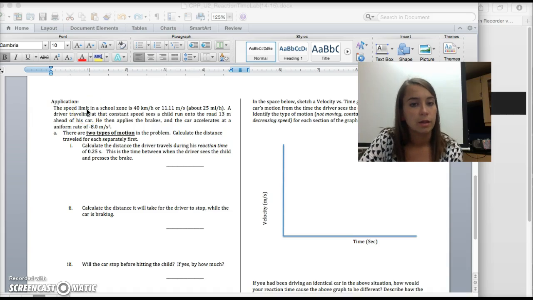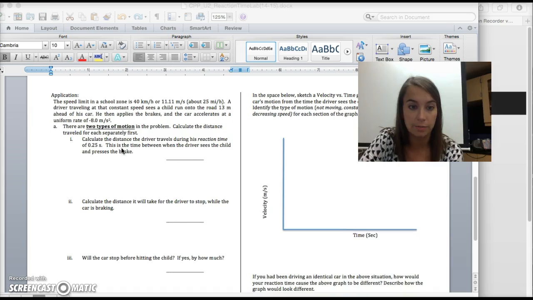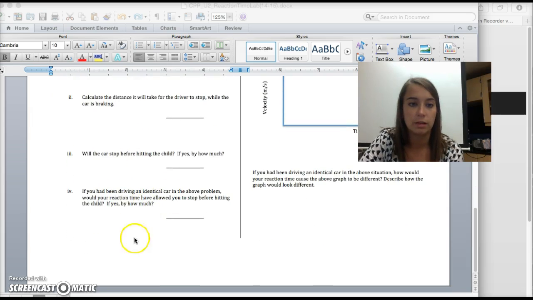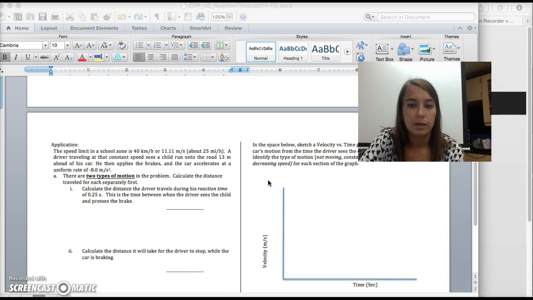This first one, a driver is traveling at a constant speed and they see a child, they apply the brakes and accelerate. So it says 2 types of motion. You want to do the part where it's going at a constant speed, so that's just distance equals rate times time. And then the second one, when it's accelerating, you want to use our kinematic equations. And then you can find out how far it went, adding those together, okay? And then you can graph as well.